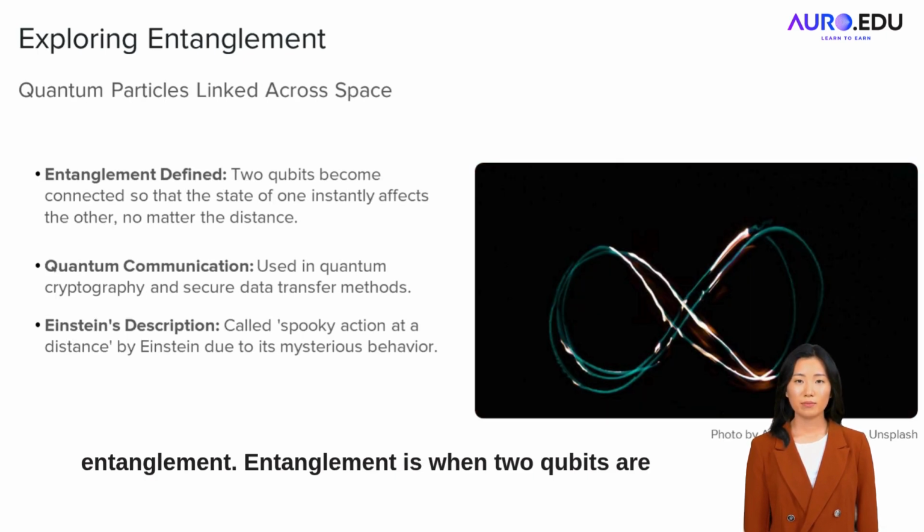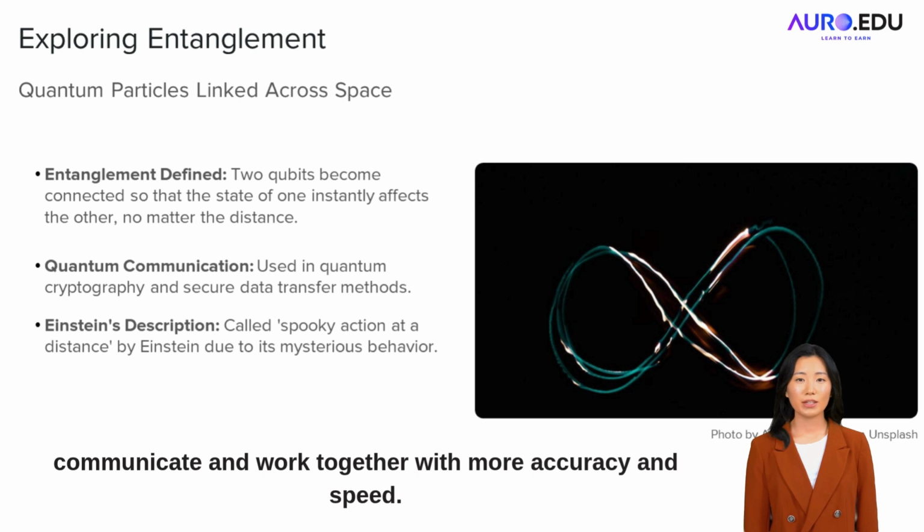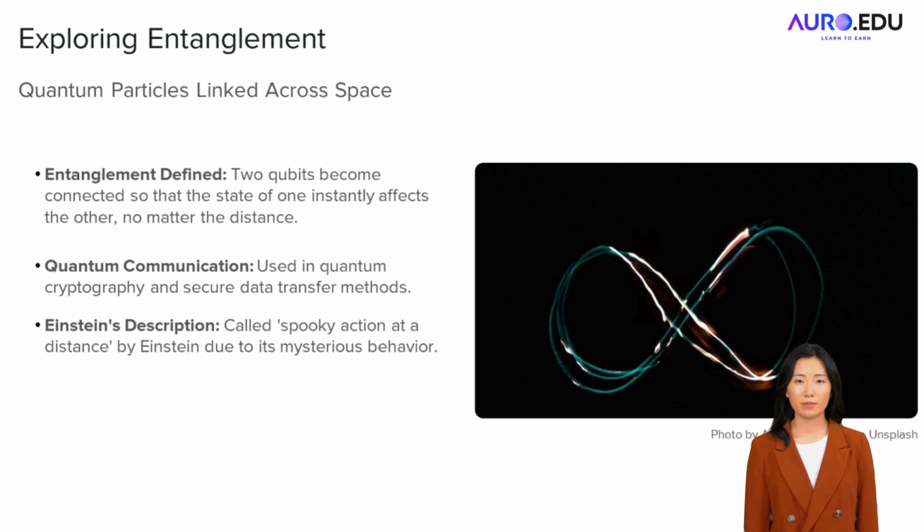Exploring entanglement. Entanglement is when two qubits are connected in such a way that changing one affects the other instantly, even from far away. Einstein called it spooky action at a distance. It sounds magical, but it's real and proven. This helps quantum computers communicate and work together with more accuracy and speed.